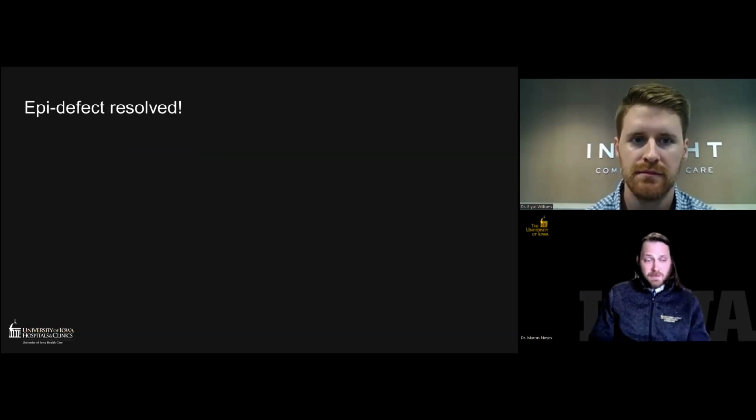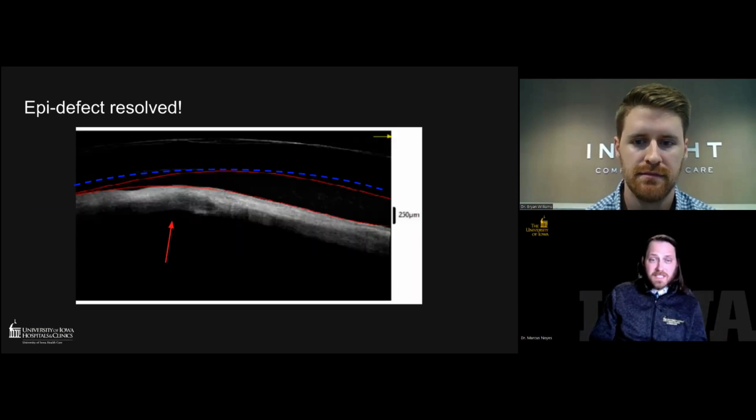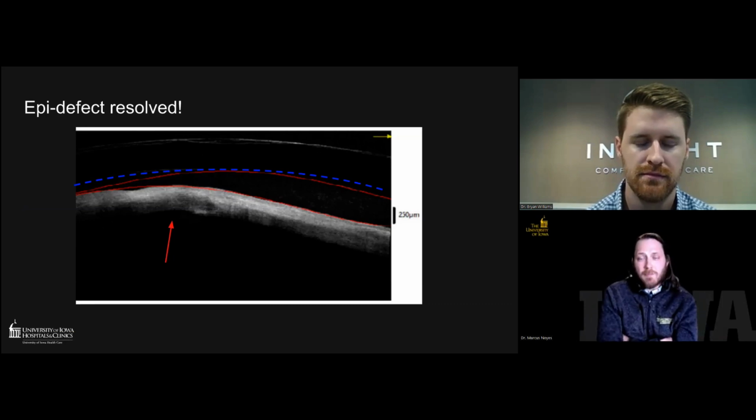But as we did adjust the fit and continue on with management, that epi defect did resolve. So this is a little bit of a different picture, but that red arrow is pointing out where that defect was. That blue dashed line is trying to show where the lens was to prove there's still clearance, because the red lines created by the OCT are not correct. But so he's getting better.